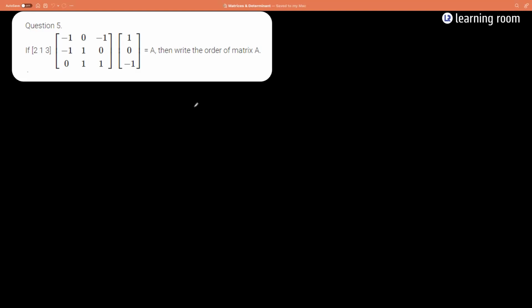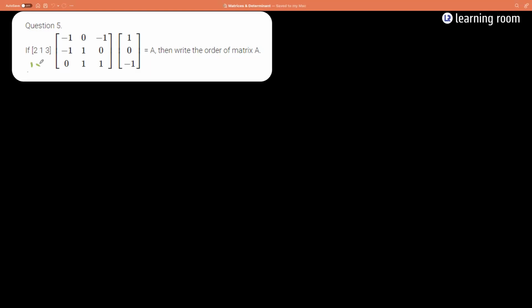The number of columns of the first matrix should be equal to the number of rows of the second matrix. So what is going to be the value here?